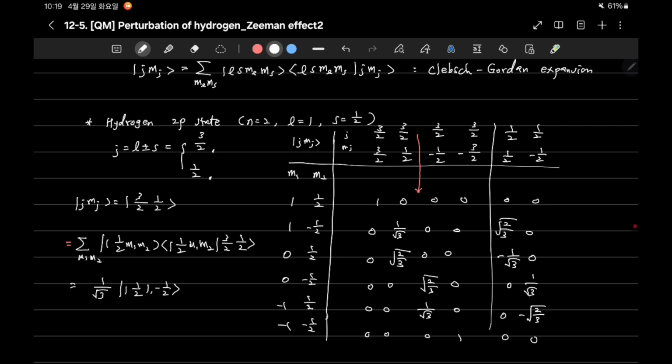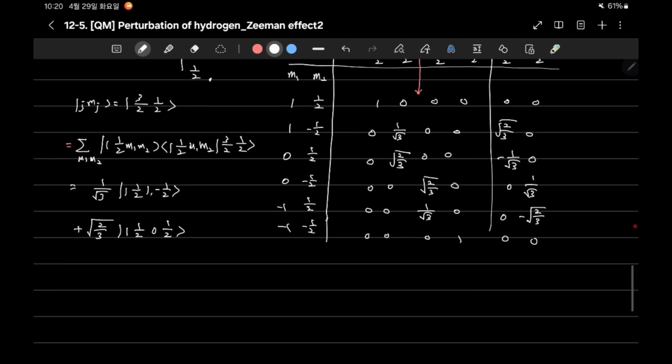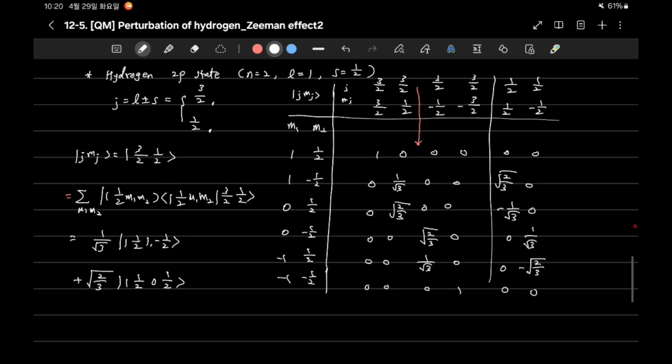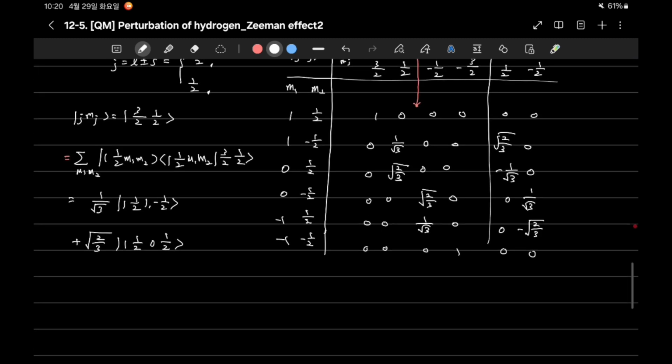And the second basis is that M1 is 0, M2 is 1/2, and this is the coefficient here, square root of 1/2. So the basis is like this. We do not calculate this Clebsch-Gordan coefficient in more detail, because it is a very tedious calculation, but the Clebsch-Gordan coefficients are already tabulated. So when we use this table, we can make the non-zero basis.